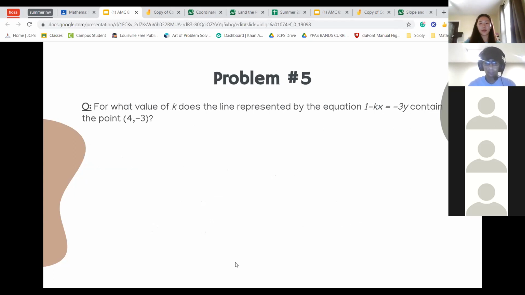So for what value of k does the line represented by the equation 1 minus kx equals -3y contain the point, can't see it, contain the point (4, -3)?